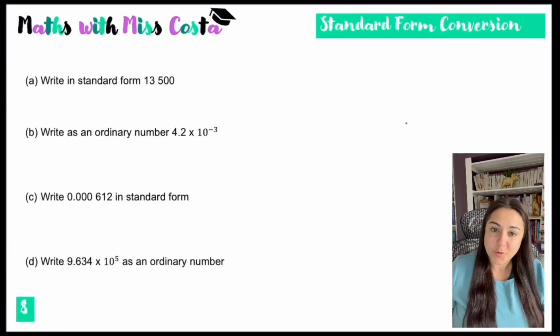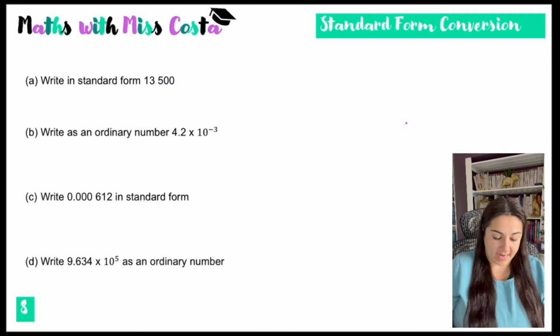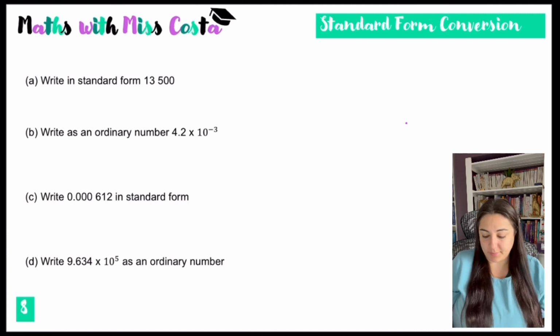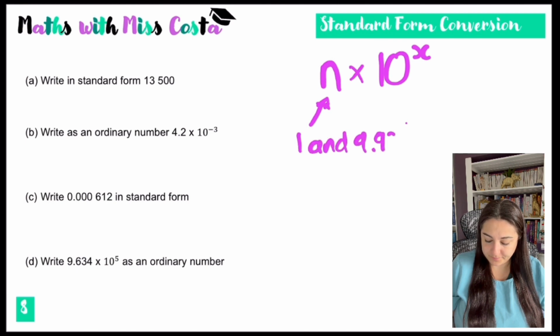Okay, so standard form is a way of writing really big numbers or really small numbers in a way that they are easily comparable. So we always write them as a number times by 10 to the power of something. Okay, now the number needs to always be between 1 and 9.999 recurring. So let's have a go at seeing how we could write this.